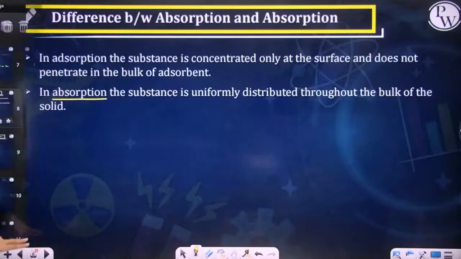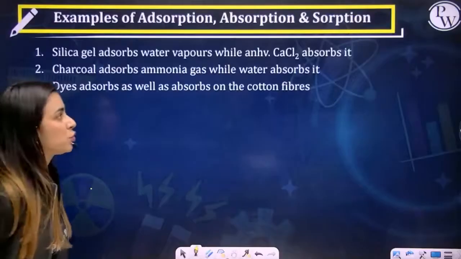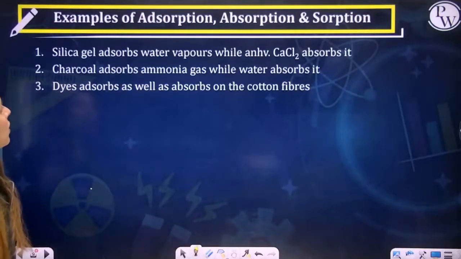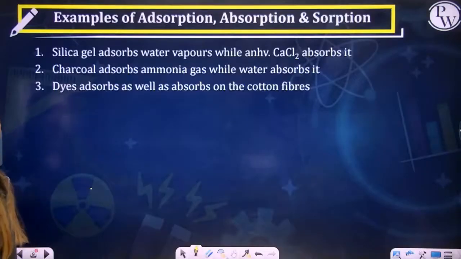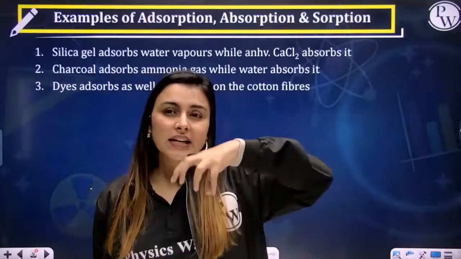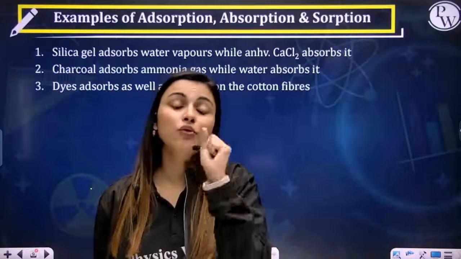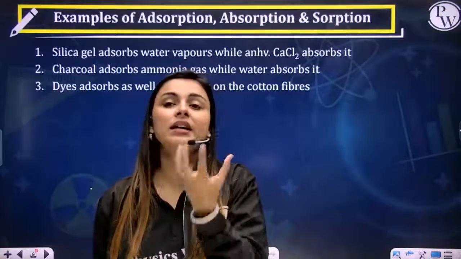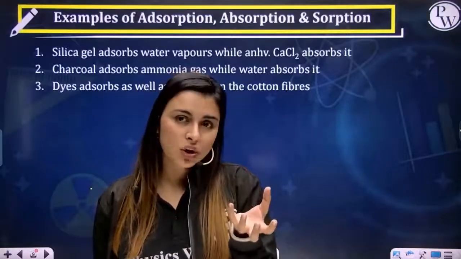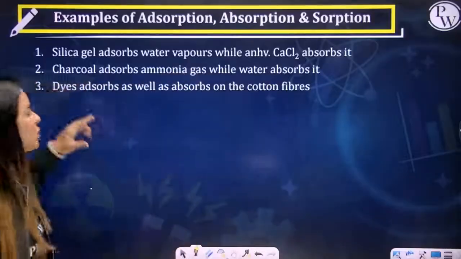Now let's talk about the few examples. Now here are few examples of adsorption, absorption and sorption, my dear students. One is silica gel adsorbs water vapors while anhydrous CaCl2 absorbs it. You might have heard about silica gels. Silica gels actually adsorb water on their surface, only on the surface. But if you talk about anhydrous CaCl2, it is deficient of water. So whenever anhydrous CaCl2 comes in contact of water, it absorbs it. That is in the bulk of the body. So this is an example.